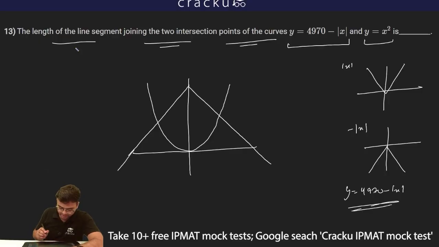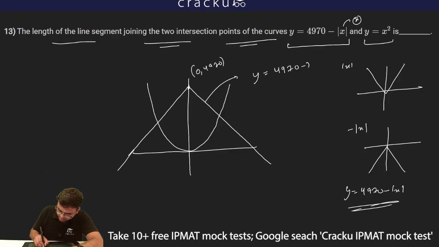Minus 4970 minus mod x will be something like this, where this point will be 0 comma 4970. Now the equation of this line will be, since in this part x is positive, mod x will be plus x. So y is equal to 4970 minus x.